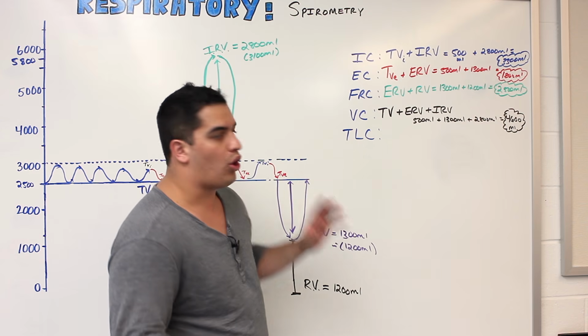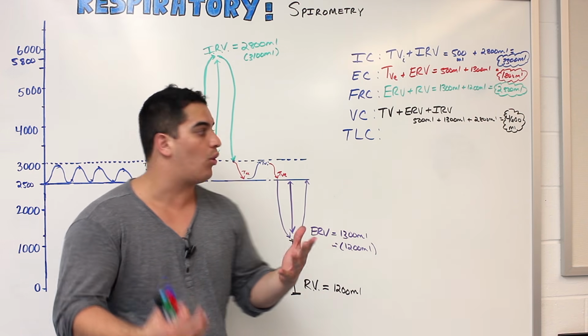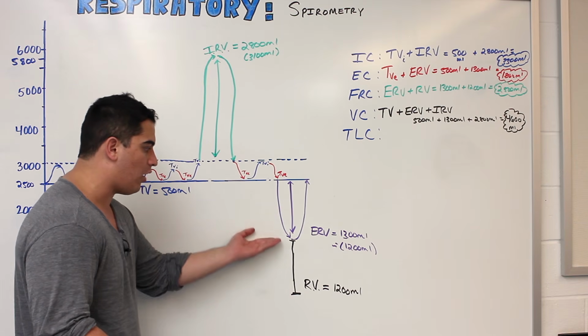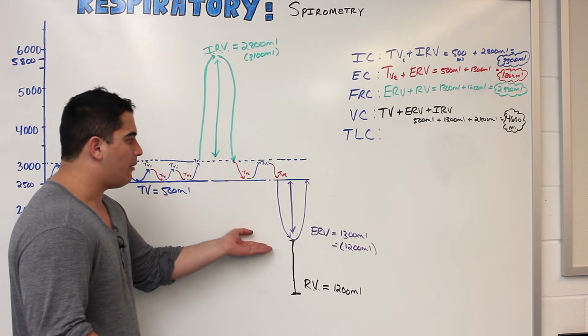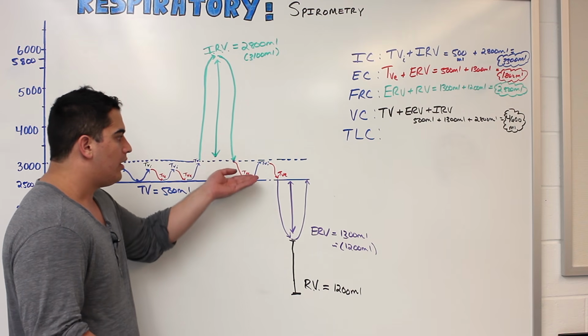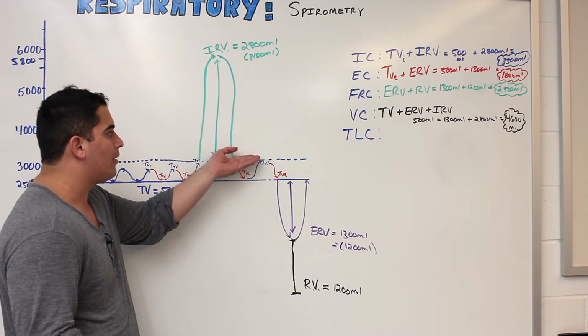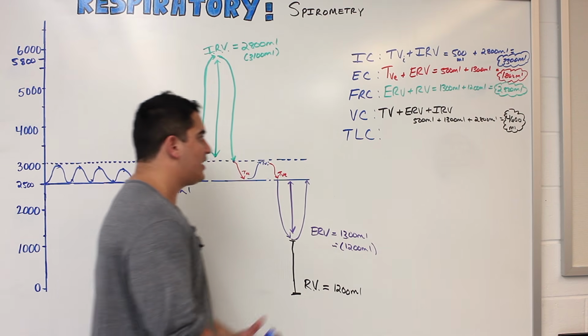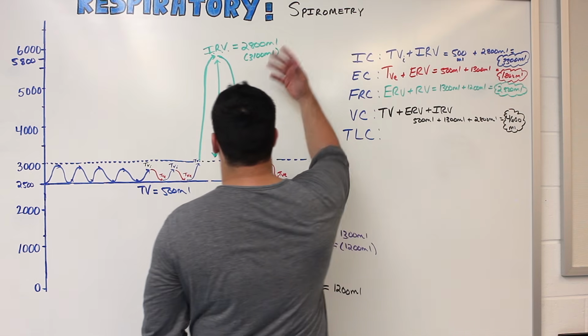Last but not least is the total lung capacity. Total lung capacity is the total volume of air that can be occupied in your lungs. So accounting for the residual volume, the amount of air that's always there, the amount of air that I can forcefully expire, the amount of air that's normally coming in and out, and the amount of air that I can actually forcefully inspire. So if that's the case, then I have to add all these puppies.